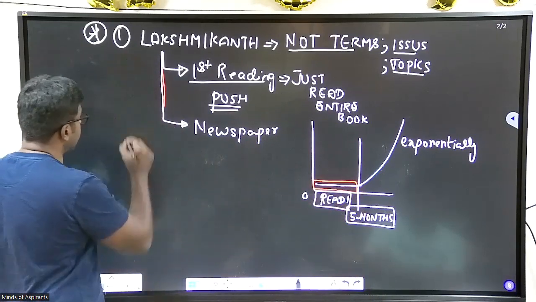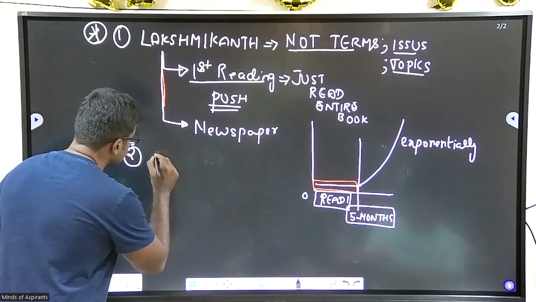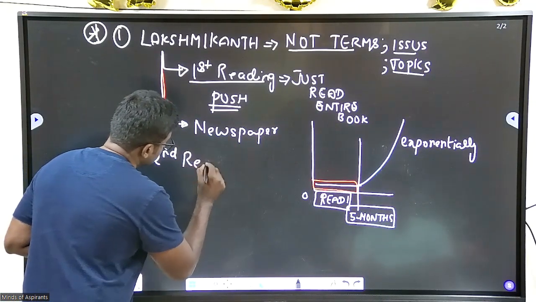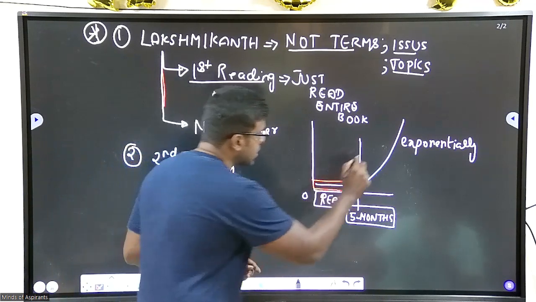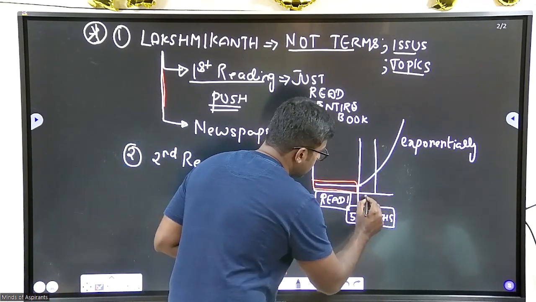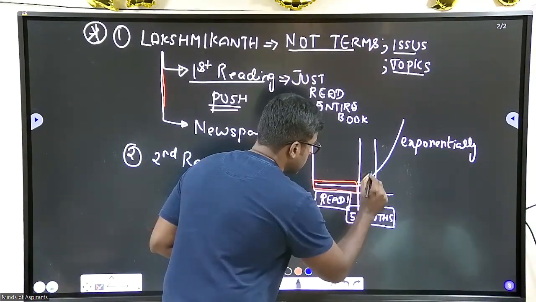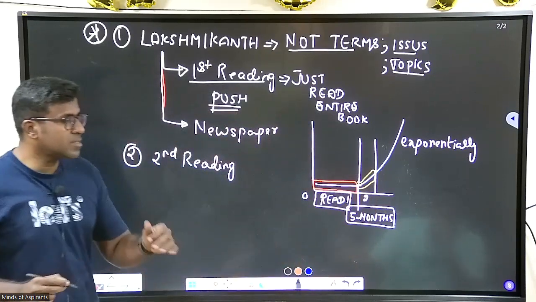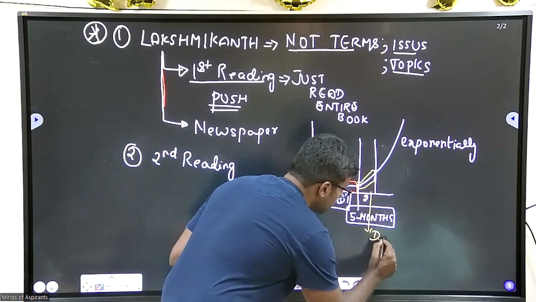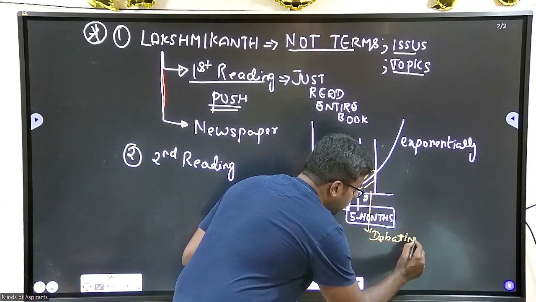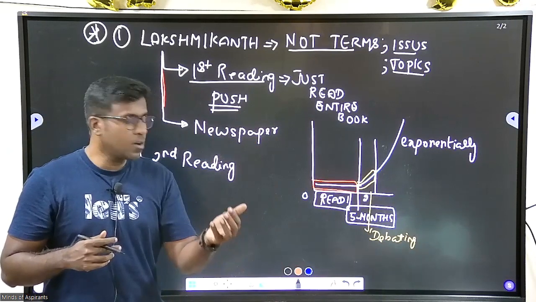But the point is the second reading. Once you finish the first, then the second reading. When you do the second reading, it starts increasing. In this map, this will be the second. Look at this, it will increase like this. That is, you will start understanding. This is where you will start debating with your classmates, the pros and cons of something. You will not be a passive recipient.